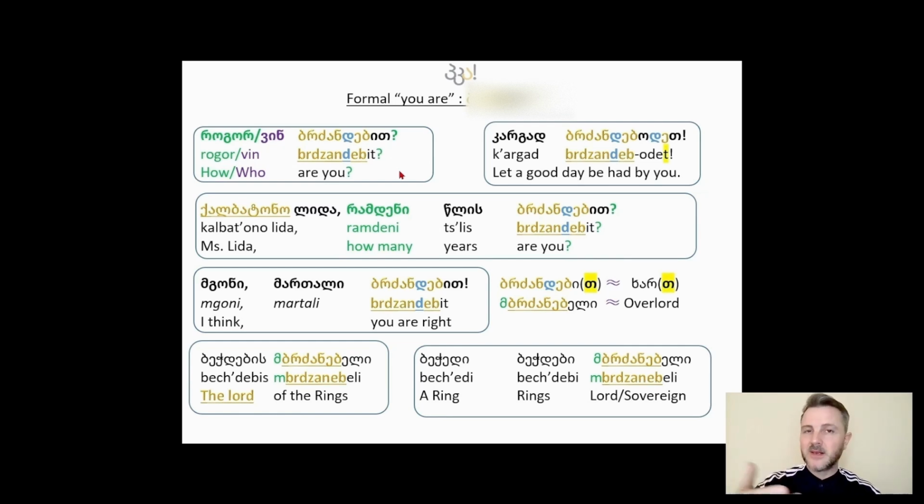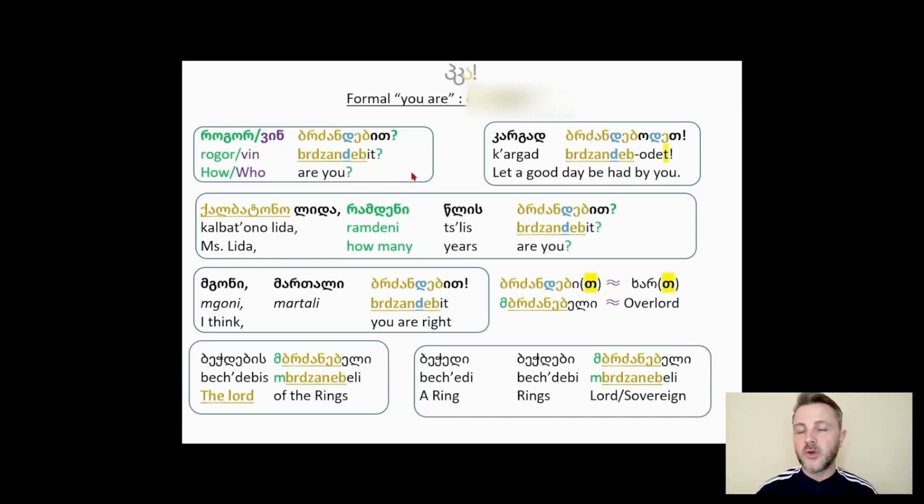But Tkven, and in the highest level of respect. Followed by another example which I thought was very revealing, which is Vin BRDZAN-de-bit. Who are you? Vin BRDZAN-de-bit. And I thought in this second example with Veen, you can see that the person is trying to avoid a social faux pas while at the same time showing maximum respect.